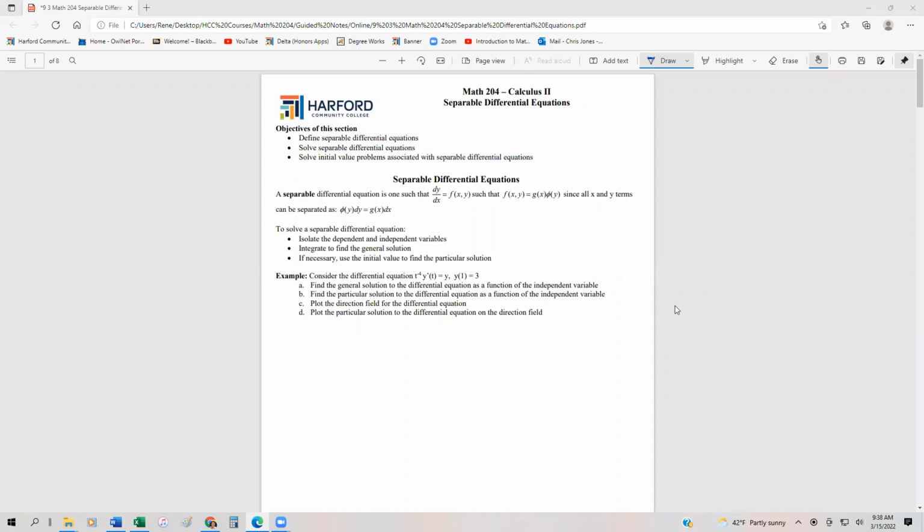A separable differential equation is exactly what it sounds like. We can separate it so that we get all the terms and differentials with respect to x and y on one side of the equation, and then we just integrate both sides.